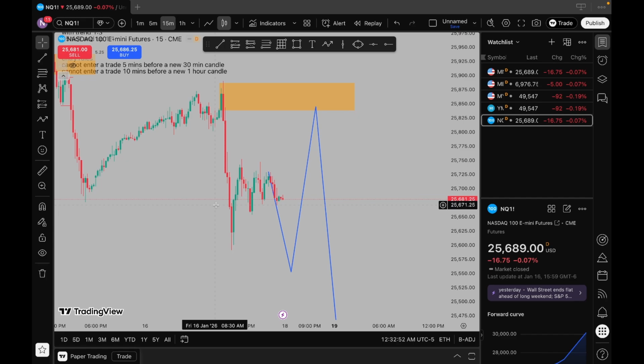That's the only way these trades can be valid. If there's no volume, these trades aren't going to work, right? Because if there's no volume, it's basically just going to do this. It's just going to consolidate. You need volume.